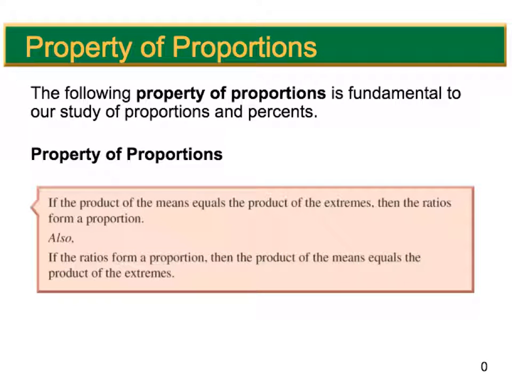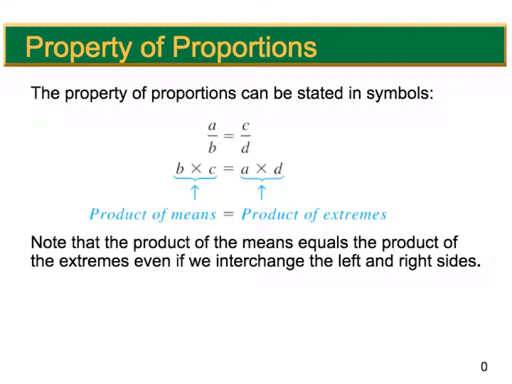This one is your basic property of proportions, and I know this is math language, but it says if the product of the means equals the product of the extremes, then the ratio forms a proportion. Basically, if the two fractions are equal, it's a proportion, and there's a really easy way to check it. This property says take this number and multiply it by this one, and this number and multiply it by this one. So we're cross-multiplying. And if the two products or the two answers are the same, then it is a proportion.